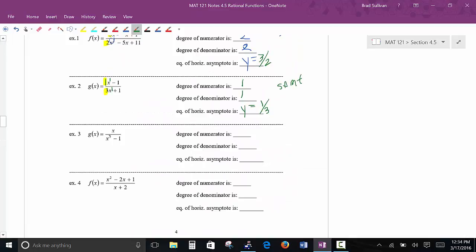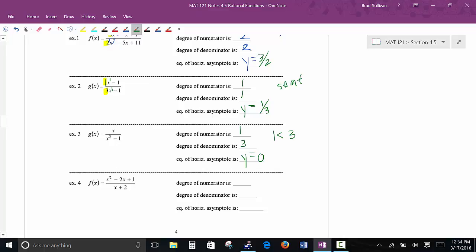Okay, example 3. Degree of numerator is 1, degree of denominator is 3. Okay. Since the degree of the numerator is less than the degree of the denominator, the answer is automatically y equals 0. Okay, that's how you know that. So you don't have to crunch out dividing by the highest power when you do that.